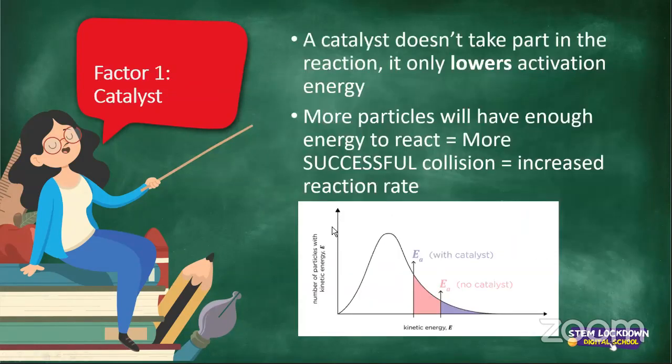And what it does is, if you look at your Maxwell-Boltzmann curve, it shifts that dashed line to the left, which means it now puts more of your particles underneath the curve and in the area that has enough energy to react. So what that means is more particles have enough energy to react, which means you'll have more successful collisions. So you will have more collisions happening that have enough energy and the correct orientation. And that means it increases the rate of reaction.